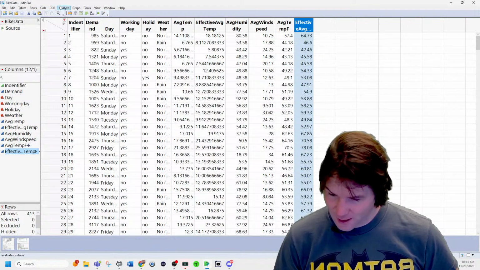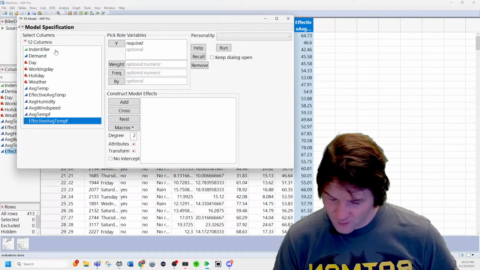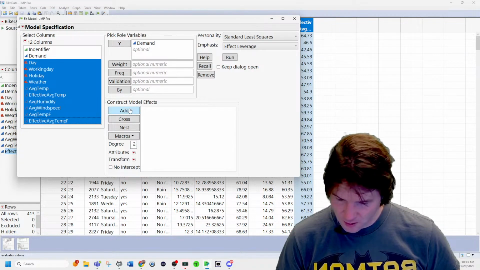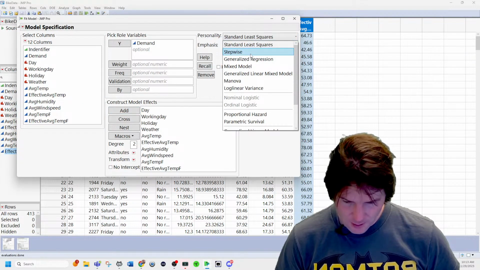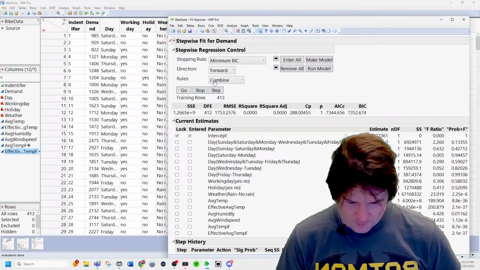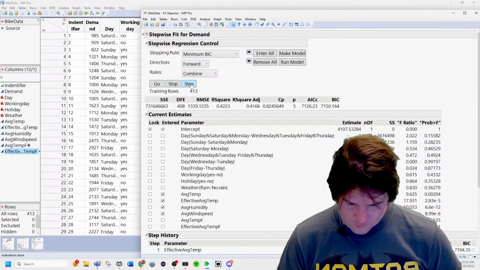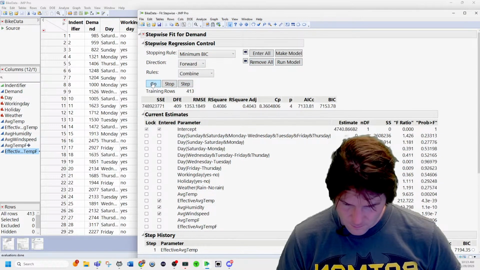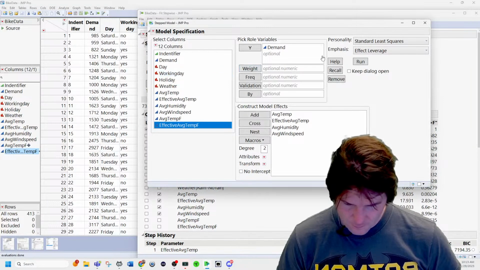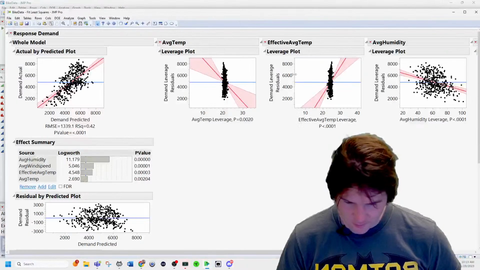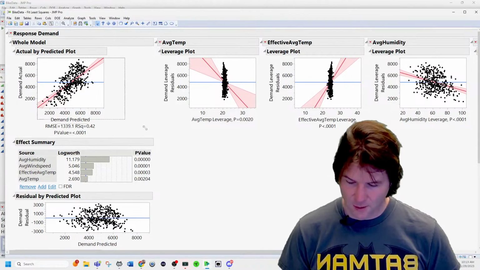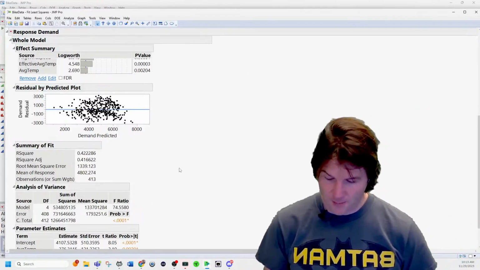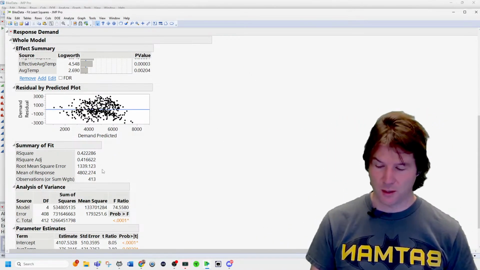Watch this. Analyze, fit model, demand. You can do what's called stepwise regression. So what I've done here is I've made a model and I let R pick the variables for me. And now my model explains 42.2% of the variation in demand.